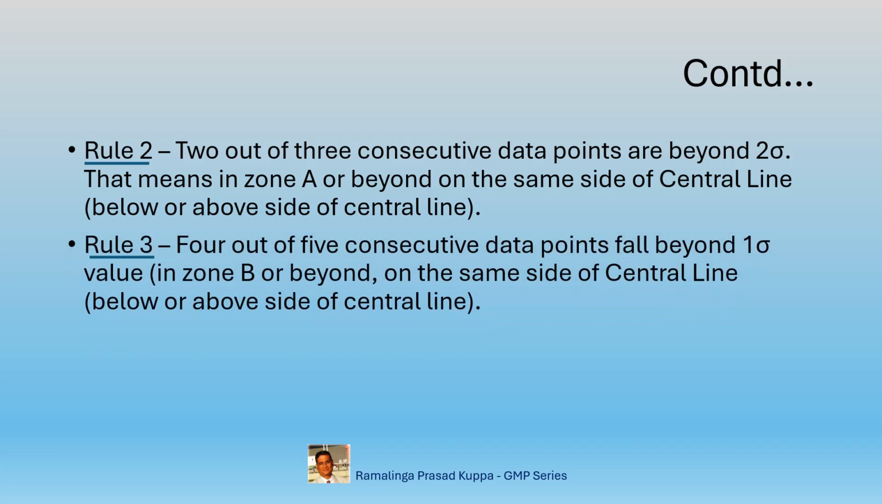Rule 3. 4 out of 5 consecutive data points fall beyond 1 sigma in zone B or beyond on the same side of the central line, below or above the central line.